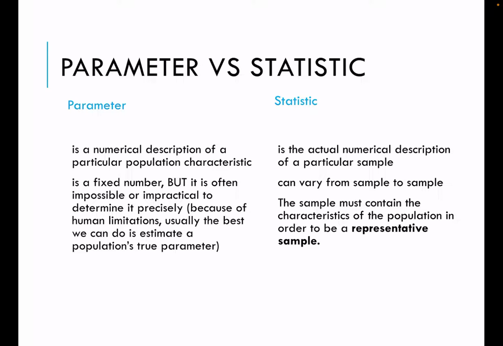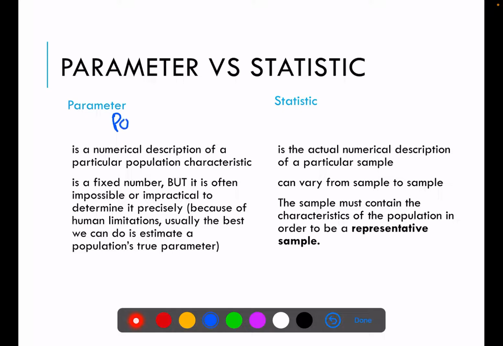Two things that we use to describe a population or a sample: we use parameter to describe a population, and we use statistic to describe findings in a sample. A parameter is a numerical description of a particular population characteristic. It's a fixed number, but it's often impossible or impractical to determine it precisely because of human limitations. Usually the best we can do is estimate a population's true parameter. A statistic is an actual numerical description of a particular sample. It can vary from sample to sample. The sample must contain the characteristics of the population in order to be a representative sample.